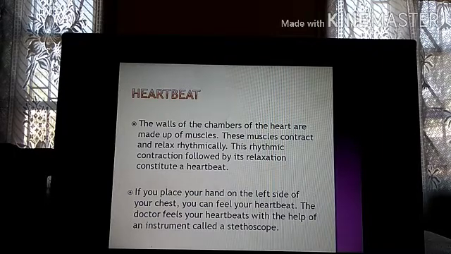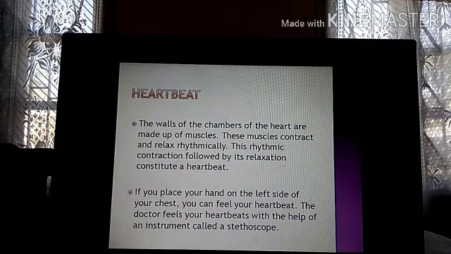So one time when it beats, that means it will contract and relax. It will expand and contract, and it will keep on beating. So this one beat is called one heartbeat. Okay, so if you place your hand on the left side of your chest and concentrate a little bit, then you can feel your heartbeat. Or if you cannot hear it this way, you can use a stethoscope.